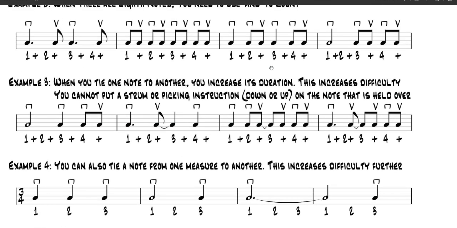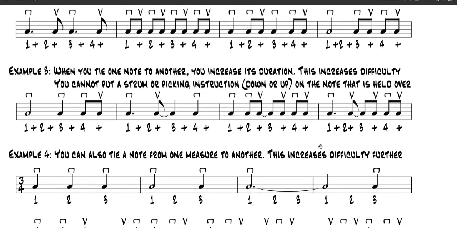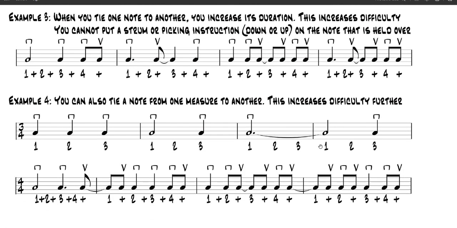Alright. And it says that here. You cannot put a strum or picking instruction, down or up, on the note that is held over. So the tied notes increase the difficulty in playing it, but it doesn't change anything about how you write the count. Okay, it just has to do with whether you're playing something here or not. That's all.